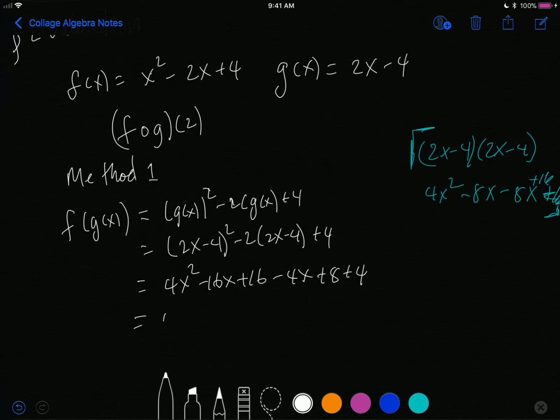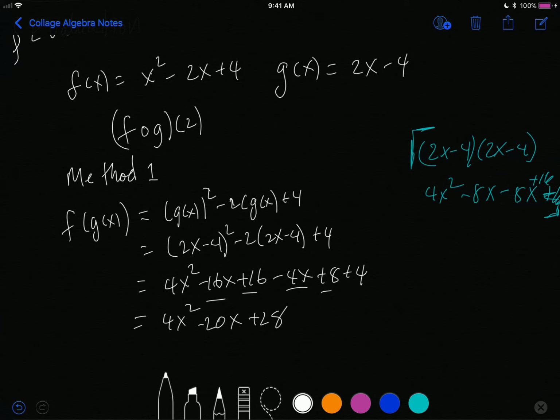And so that's 4x squared. 16 and 4 is negative 20x. 16 and 8 is 24, and 4 is 28. Gosh, that was fun. And now I have f of g of x. I can plug in 2.